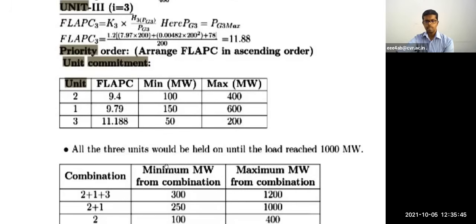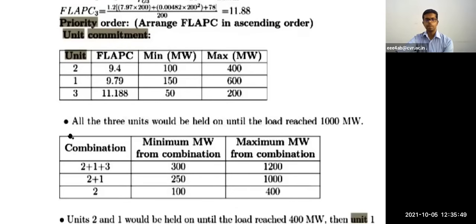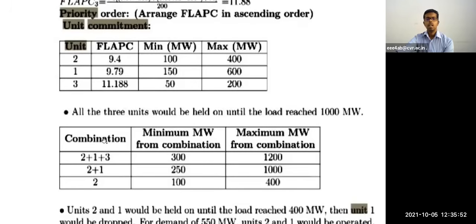Next, you need to frame the unit commitment. You need to frame the combination. This is the priority order we already framed. Next, we need to commit the units based on the FLAPC. Based on the FLAPC, you need to commit the generating units. So what combination can we do? We can do 2 plus 1 plus 3. That is, the second generating unit plus the first generating unit plus the third generating unit.